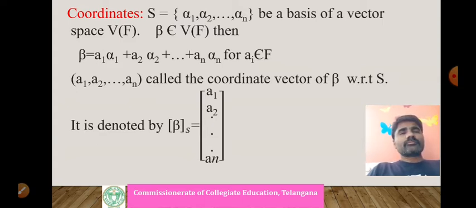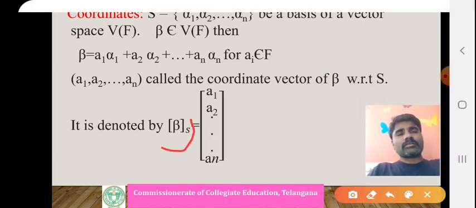Now the vector a1, a2 up to an is called the coordinate vector of beta with respect to the basis S, and it is represented by beta of S. That means the coordinate vector of beta with respect to S is given by a1, a2 up to an.